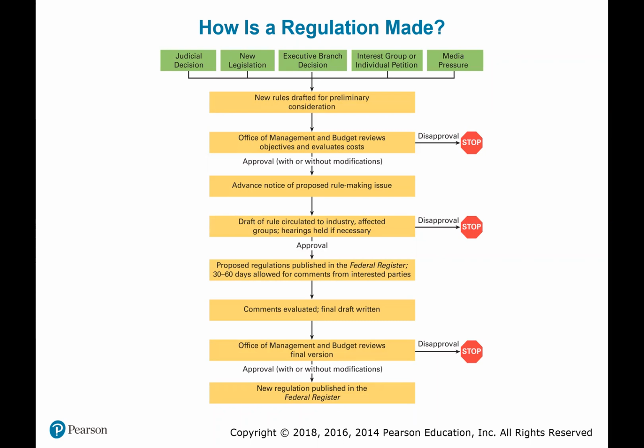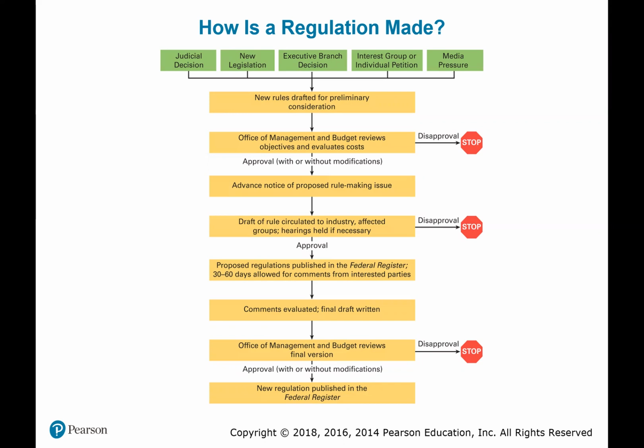Then there's an advance notice of proposed rulemaking issued in the Federal Register. And then you have a draft of the rule that's circulated to industry, affected groups, or your stakeholders. Oftentimes hearings are held if necessary. And if things go okay there, then it moves on to a proposed regulation, and that's published in the Federal Register. Then there's 30 to 60 days allowed for comments from interested parties. I think the average number of responses is about 80, but on some it can be thousands and thousands of responses depending on the issue.